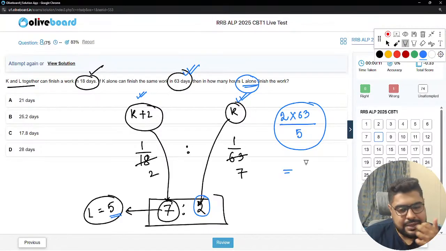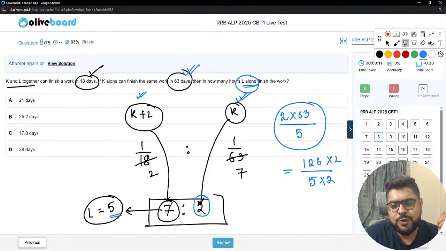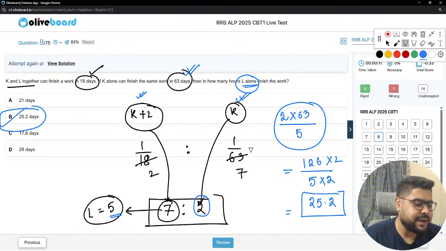Calculate: 126 by 5. How to do division by 5? Multiply by 2 and divide by 10. So 126 into 2 is 252, and 252 by 10 means 25.2 days. Option B is the correct answer.